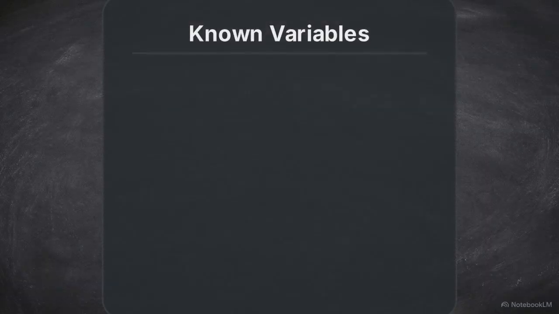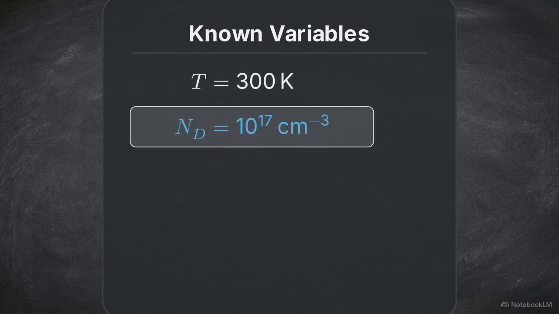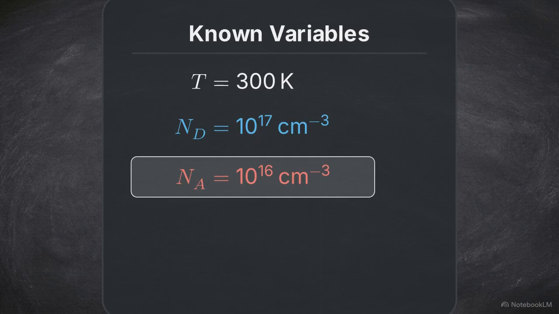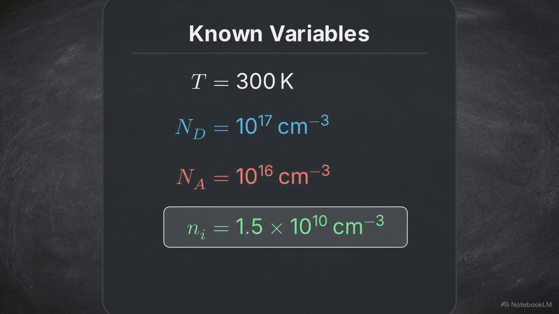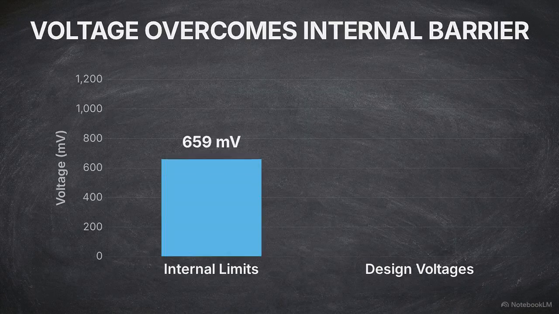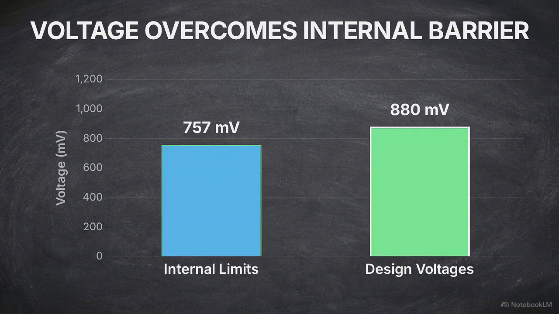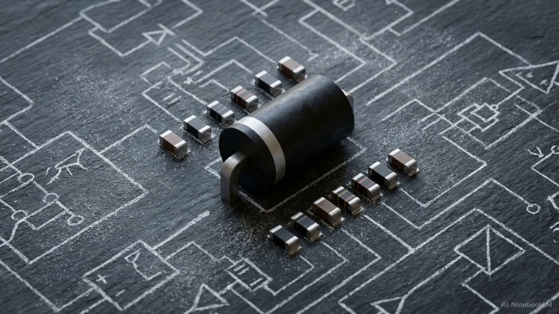For this problem, we'll use a standard silicon diode at 300 Kelvin. Our variables include a donor concentration of 10^17, an acceptor concentration of 10^16, an intrinsic carrier concentration of 1.5 times 10^10, and a reverse saturation current of 10^-12 amps. Calculating these values allows us to compare the diode's internal limits against our design voltages, determining exactly when the component will conduct and when it will block.